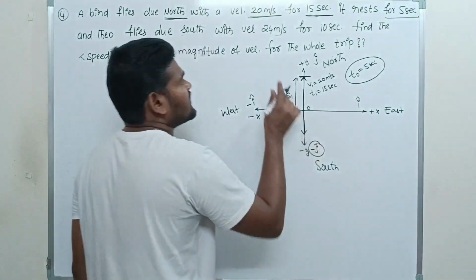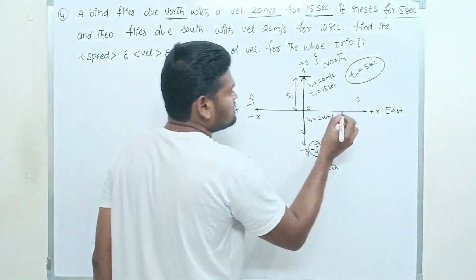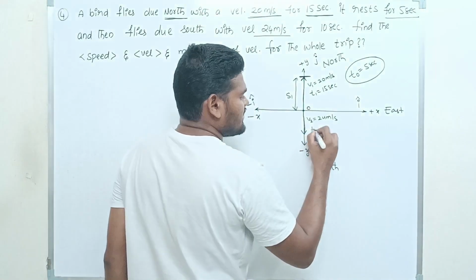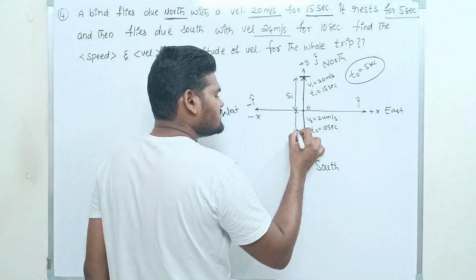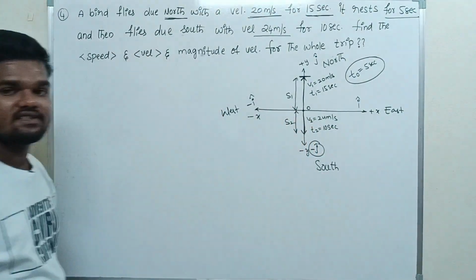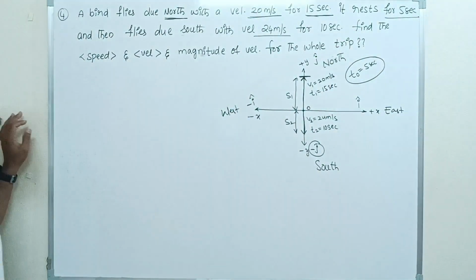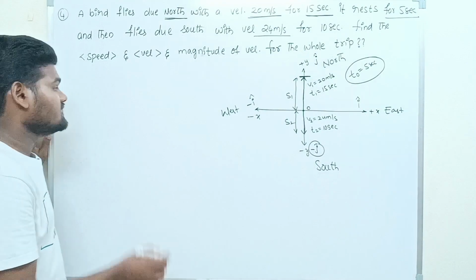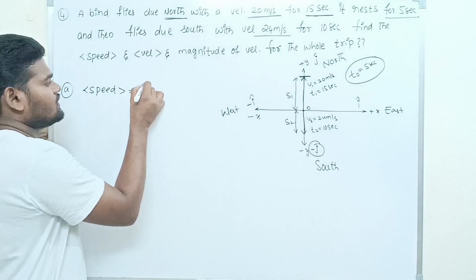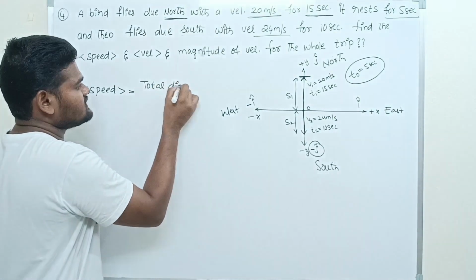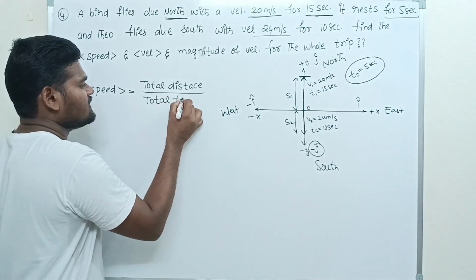Towards the south direction, with velocity, let us say this velocity is v2. How much? 24 meter per second, for 10 seconds. Time t2 is equal to 10 seconds. And the bird covers the distance s2. I'm just considering the distance as s2. What is he asking? Find the average speed. We have to find what? Average speed. What is average speed? Average speed is equal to total distance by total time.